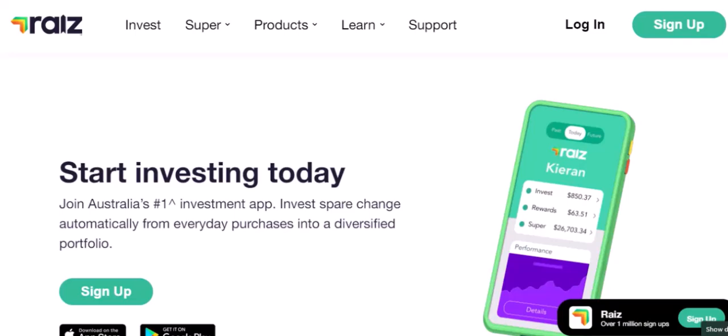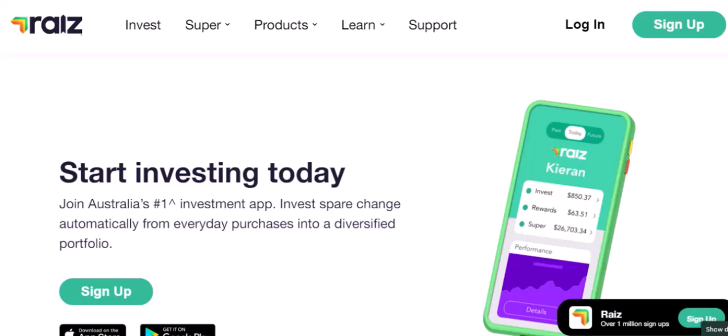Today, we're going to dive deep into the Raiz fees and see if they're actually too high. We'll break down the different fees you'll encounter, compare them to other investment platforms, and ultimately, help you decide if Raiz is the right choice for you. Let's start by understanding the different fees that Raiz charges.